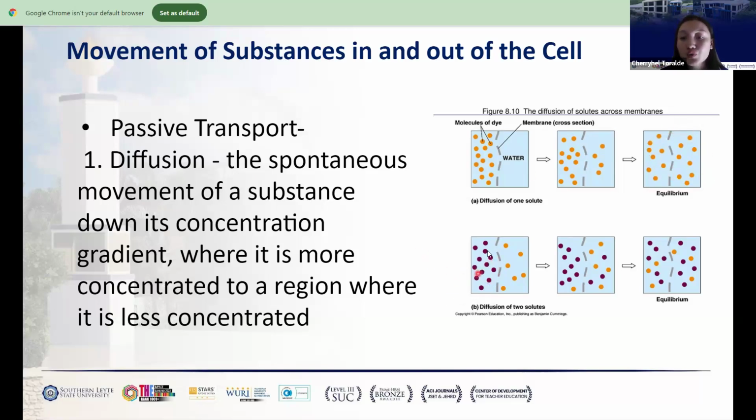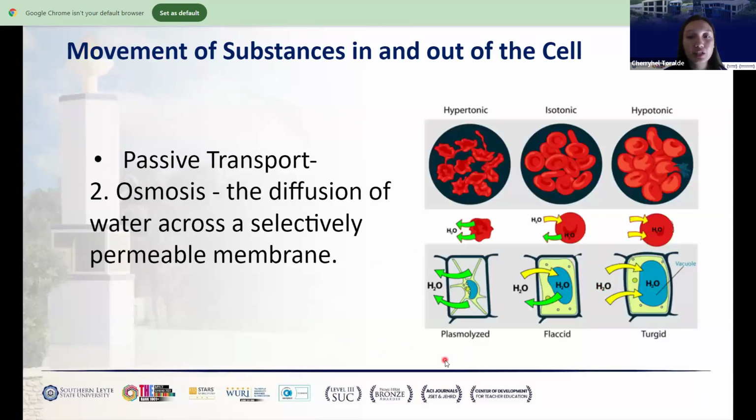Now, what if you have two different types of molecules? The principle is still the same. This purple dye will move to the right while this orange dye will move to the left until you reach the equilibrium stage wherein you get the same number of orange dyes on the left and right sides and also the same number of purple dyes on the left and right sides of your membrane. So what is the importance of diffusion?